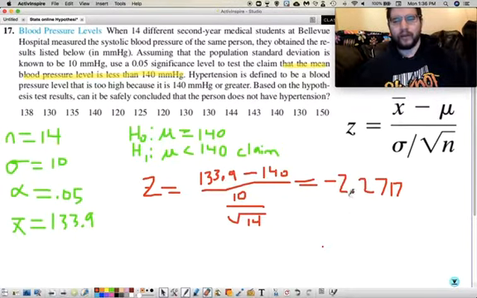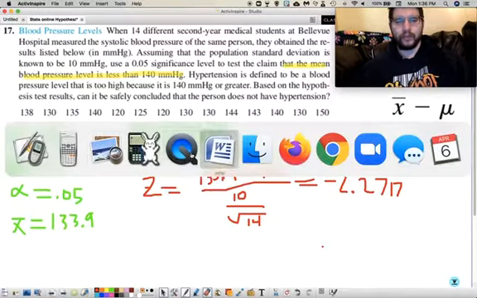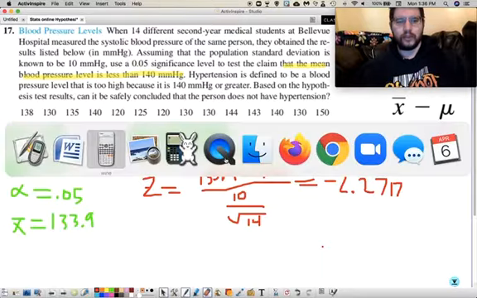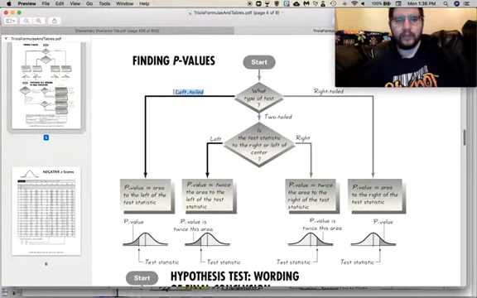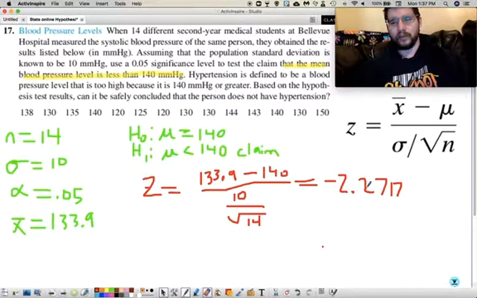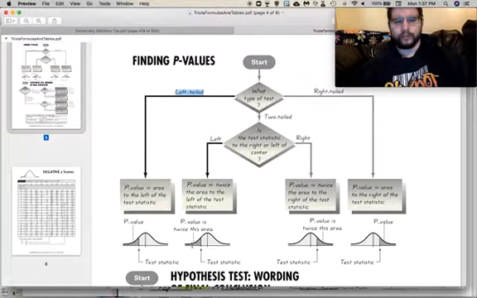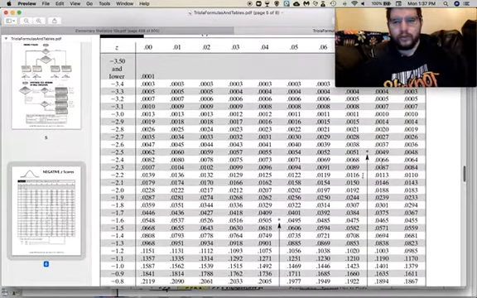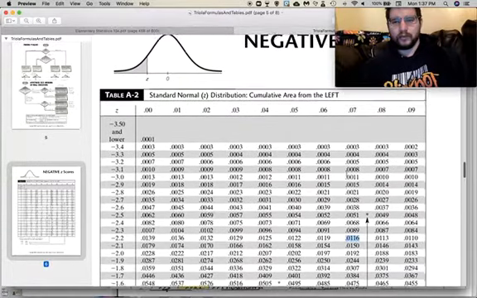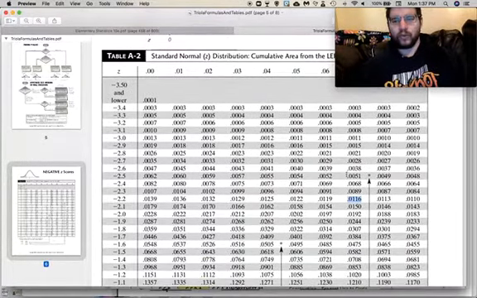So to do the p-value, we're going to calculate the area based on the tail. Look at your, not geometry, look at your flow chart. It's a left tail. So we're going to calculate the area to the left of the test statistic. So I just need the area to the left of this, negative 2.27. So 2.27, I think this is it. Yep, 0.0116.